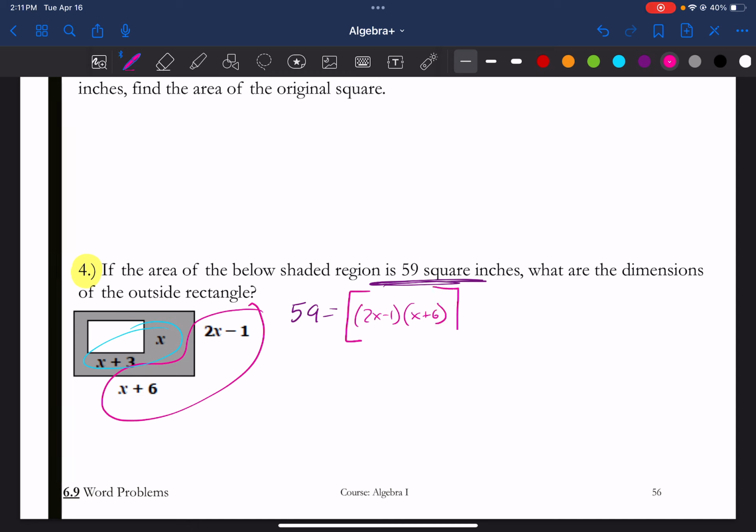Right, that's the entire outside of the rectangle. We're going to subtract it by that small missing piece in the middle. So brackets, x times x plus 3. So we're going to individually solve these. And whatever you get for x, you'll plug it in to figure out what the dimensions are.